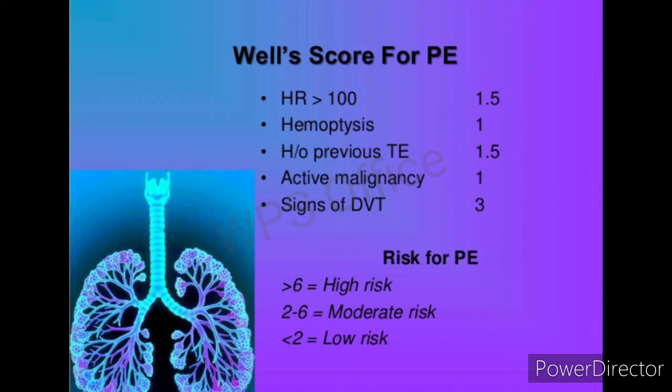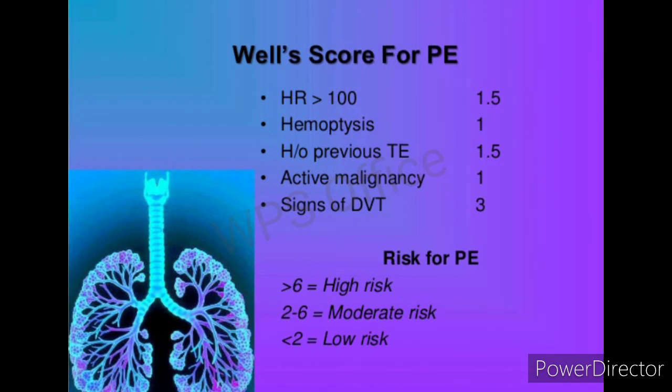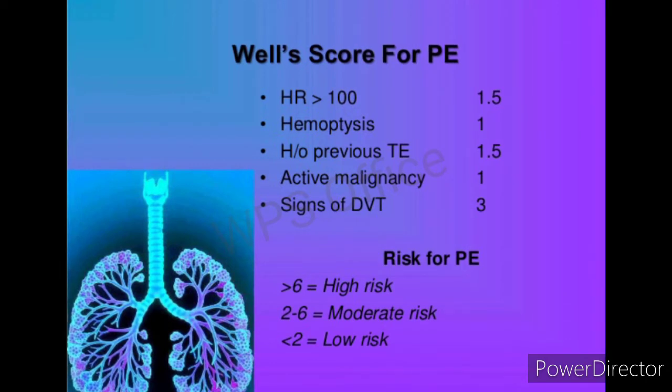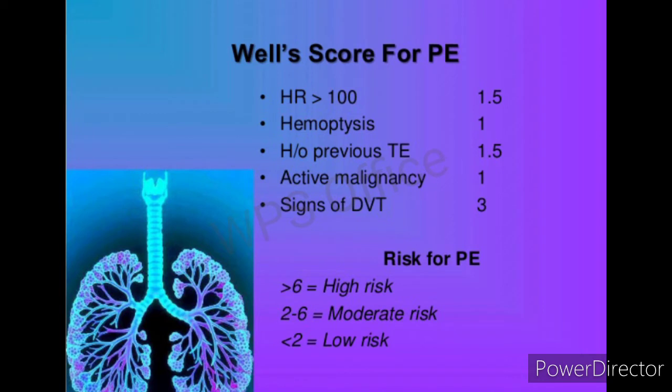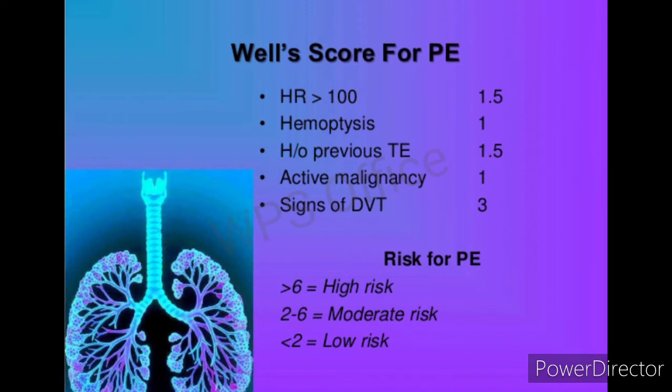Then if the person has active malignancy, that means if the person has cancer, then 1 point. Then if the person has signs of deep vein thrombosis, then the score is 3. So for the risk of pulmonary embolism, below we can see, if it is more than 6, then it is high risk. If it is between 2 to 6, then moderate risk. If it is below 2, then it will be low risk.